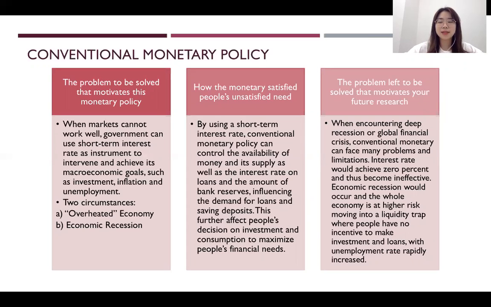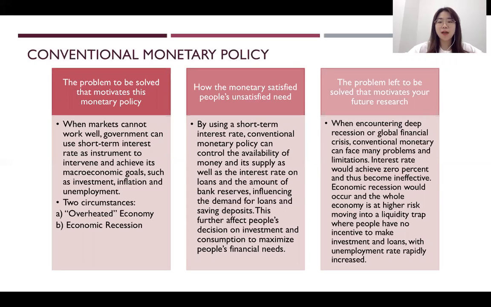So how does this satisfy people's unsatisfied need? By using a short-term interest rate, conventional monetary policy can control the availability of money and its supply, as well as the interest rate on loans and the amount of bank reserves. Therefore, the value of people's assets is changed, and this can influence the demand for loans and saving deposits. This further affects people's decision on investment and composition to maximize their financial needs.